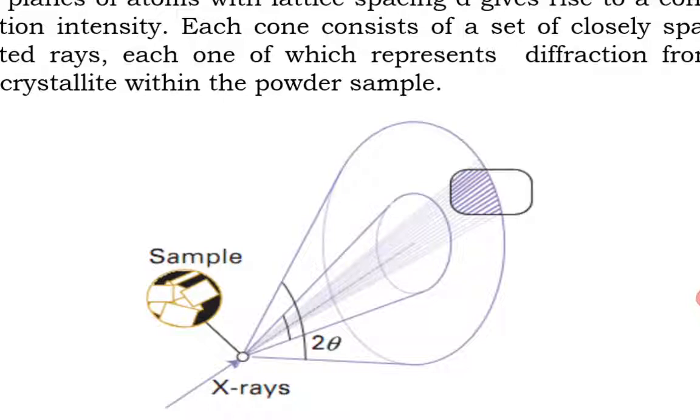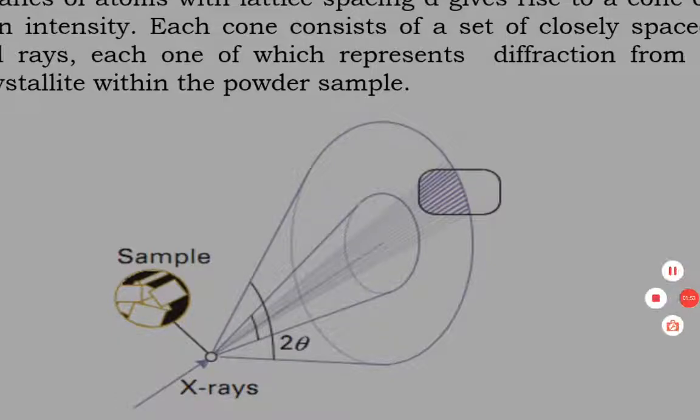As a result, each set of planes of atoms with lattice spacing d gives rise to a cone of diffraction intensities. Each cone consists of a set of closely spaced diffracted rays, each one of which represents diffraction from a single crystallite within the powder sample. With a very large number of crystallites, these rays merge together to form the diffraction cone.